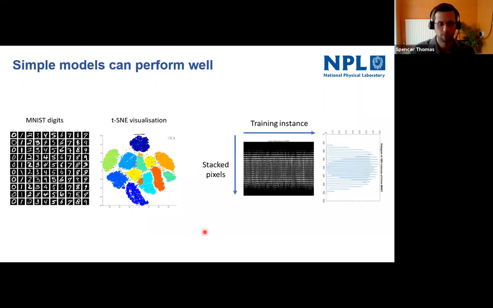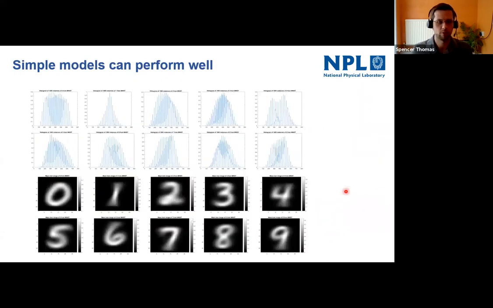So if we take each image and stack it pixel-wise, now we have the stacked pixels for all of our training instances for a given digit. This is all the same digit here. So viewing all the zeros and all the ones and all the twos as a single image, we can take a histogram of these intensities, and we can use this to develop an underlying model of what these images look like.